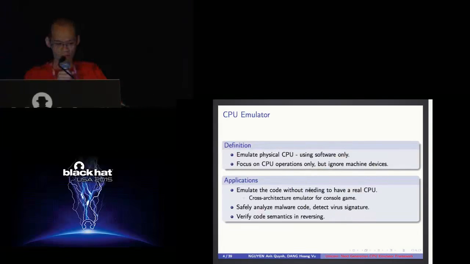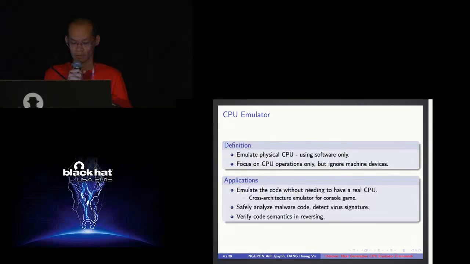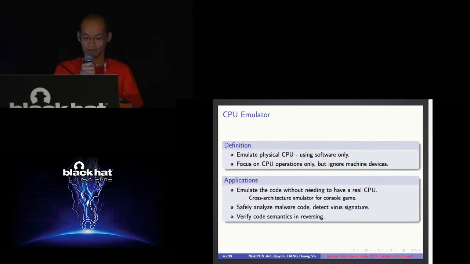There are many applications of CPU emulator. For example, you need a CPU emulator to emulate code without needing a real CPU. So you can run your code on the emulator and you don't need the real physical machine for that. And for security applications, we can use a CPU emulator to analyze malware code. For example, most antivirus has some CPU emulator inside to analyze the malware code. So they run the malware code inside the CPU emulator, but they don't really run it on the physical machine, which is dangerous for your machine, right?